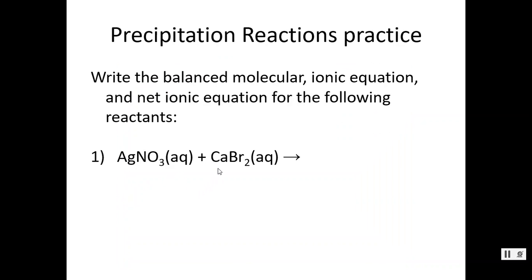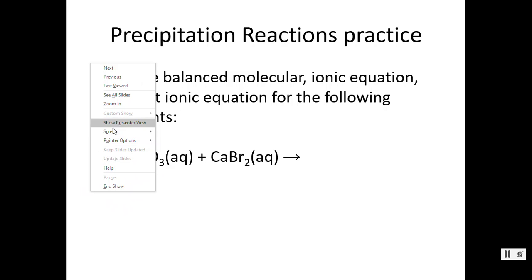So let's say I was to give you these two reactants, and I asked for the balanced molecular, ionic, and, when I say ionic equation, I mean total ionic equation, and net ionic equation for the following reactants. And we've got silver nitrate and calcium bromide. Let me get my little pen again.